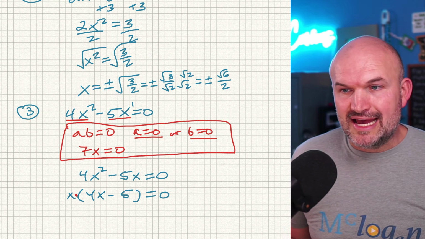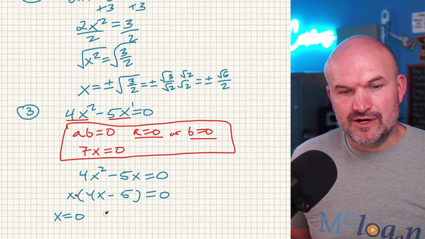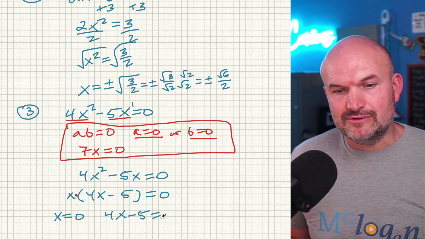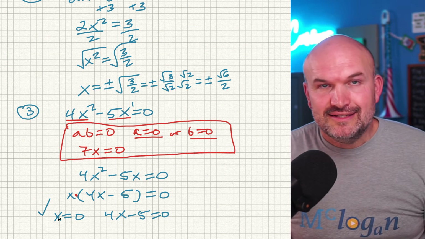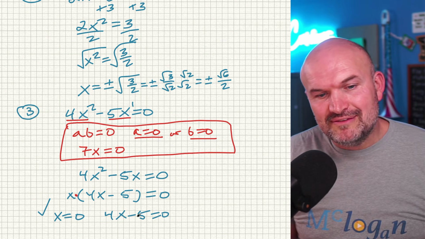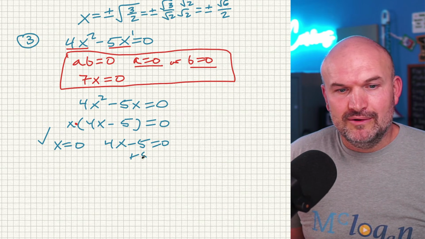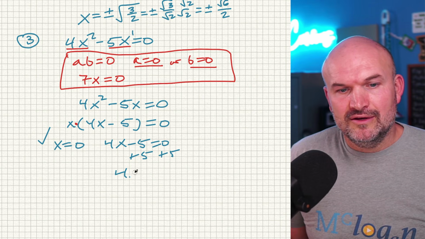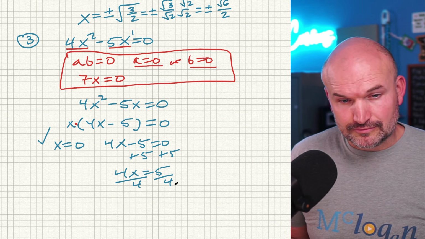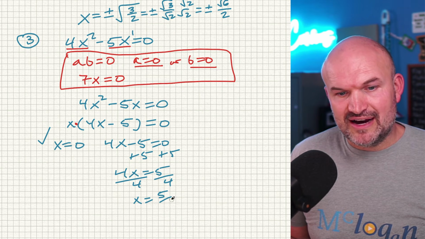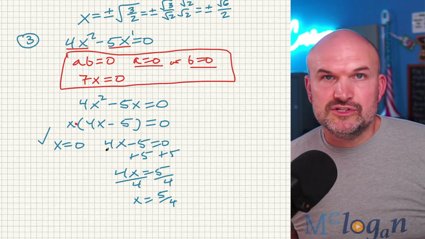I can take this term, x is equal to 0, and this one, 4x minus 5 is equal to 0. And look what I have. This one's already solved. That's easy. x equals 0. And then I also have this one, 4x minus 5 is equal to 0. So this one's just going back to what I did before, right? Add the 5 to both sides. 4x is equal to 5, divide by 4, x is equal to 5/4. And that, ladies and gentlemen, is going to be our two solutions.